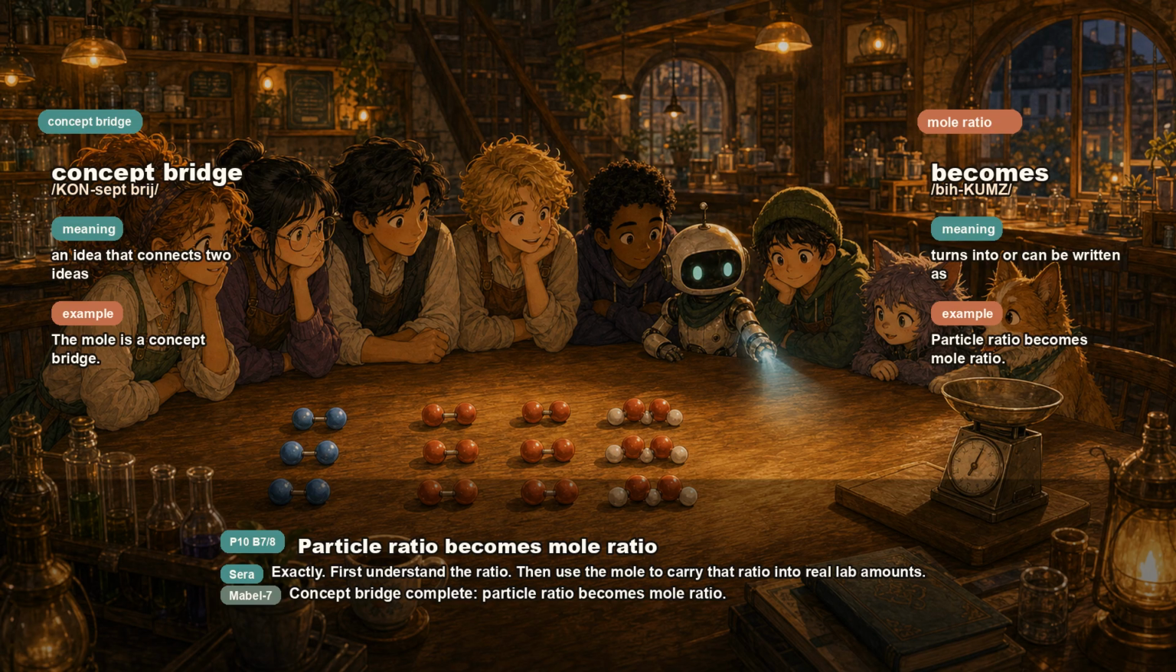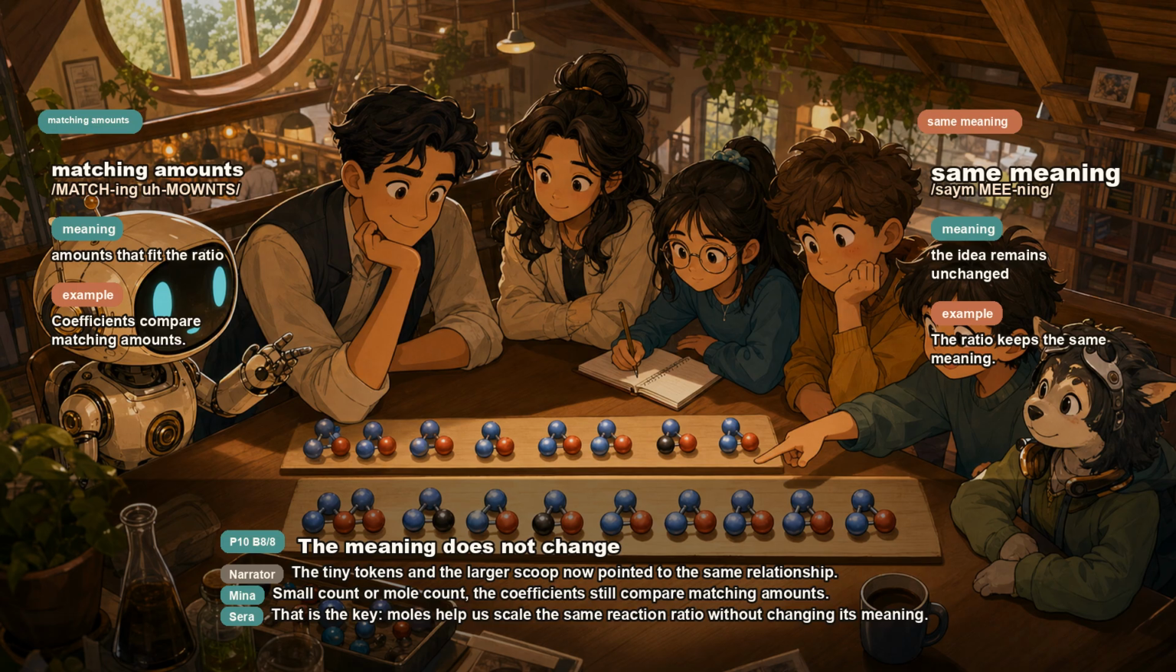Concept bridge complete. Particle ratio becomes mole ratio. The tiny tokens and the larger scoop now pointed to the same relationship. Small count or mole count, the coefficients still compare matching amounts. That is the key. Moles help us scale the same reaction ratio without changing its meaning.